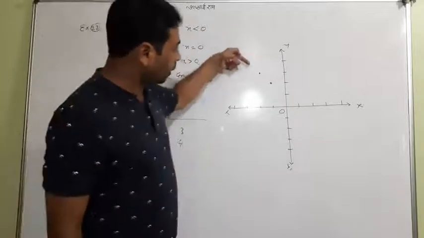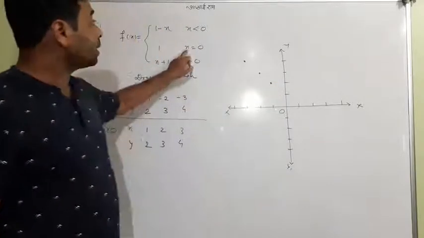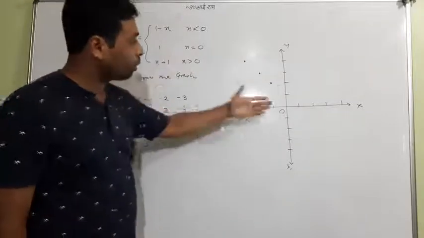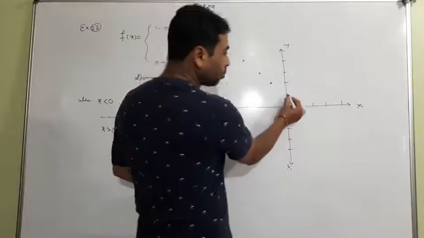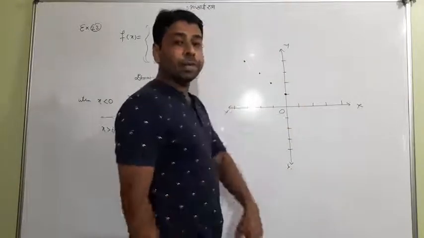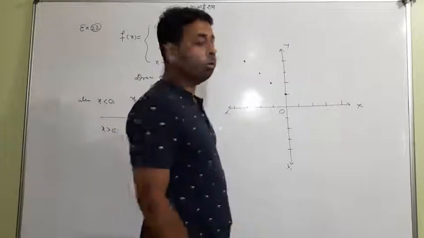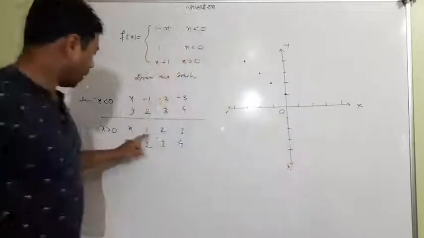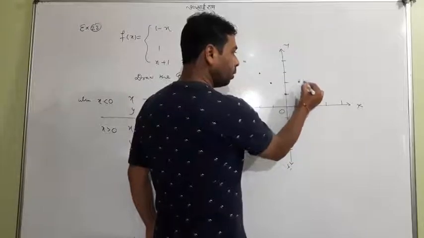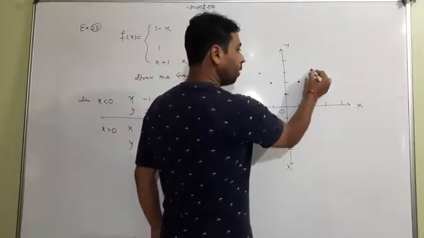Okay, now I'll draw the line. X is equal to 0, y equal to 1. Again, the leaving point: x is equal to 0 and y equal to 1. This is very important, and I am telling you two things. This time x is equal to 1, y equal to 2 here. 2 and 3 here, and 3 and 4 here.